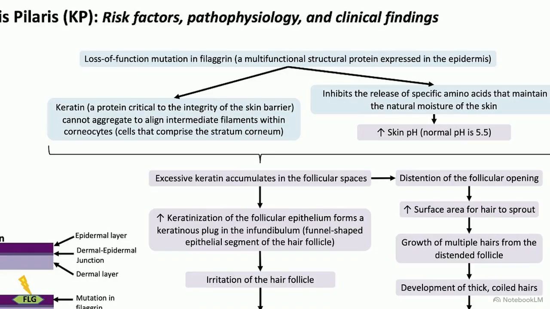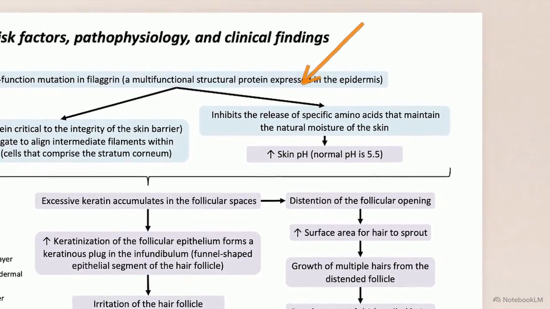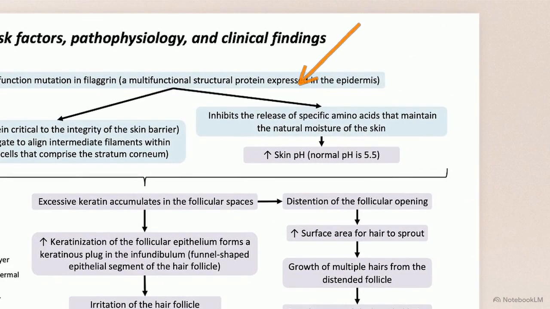This flowchart tracks how that failure develops. The loss-of-function mutation in filaggrin triggers two parallel, simultaneous failures. We'll trace the right-hand pathway first, which represents a biochemical breakdown. Filaggrin normally breaks down into amino acids that retain water. The mutation inhibits this, stripping the skin's moisture. As a result, skin pH rises above its healthy 5.5 baseline.